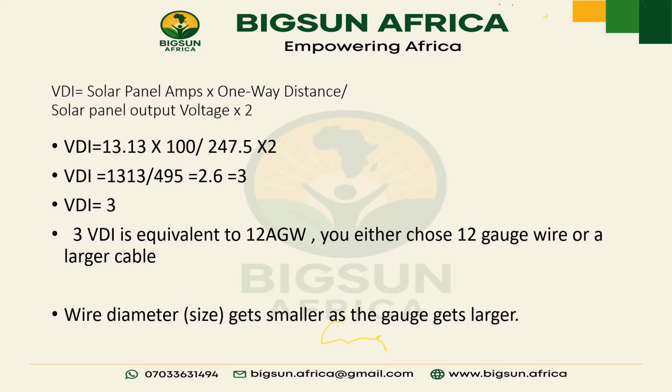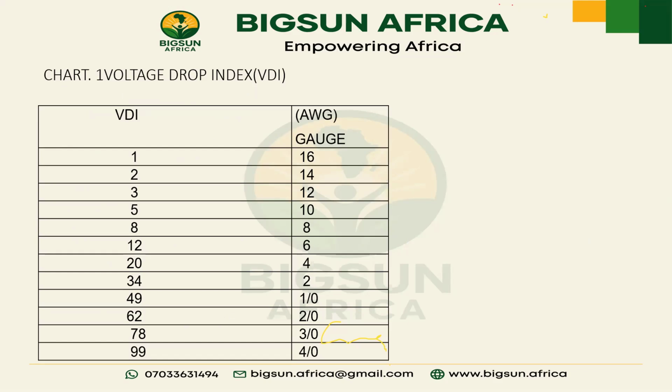So we said that 3 VDI is equivalent to 12 AWG. You can either choose a 12 AWG wire or a higher cable, but you don't choose something less. So this is like the conversion. This is the chart of VDI against AWG. Are we getting it? Yes, very clear.